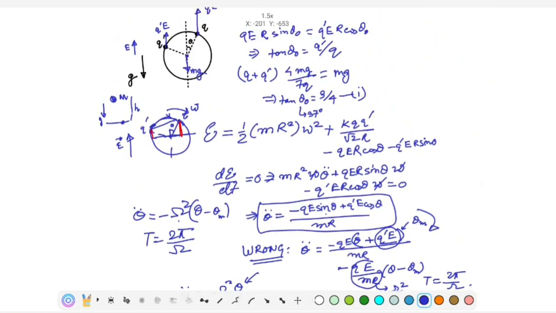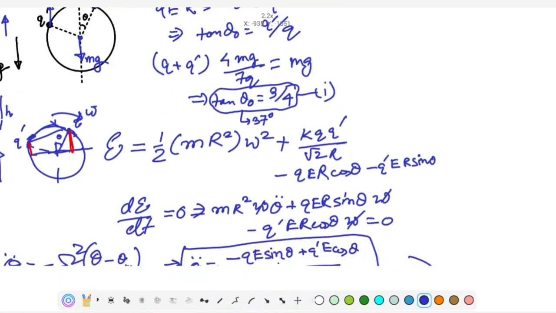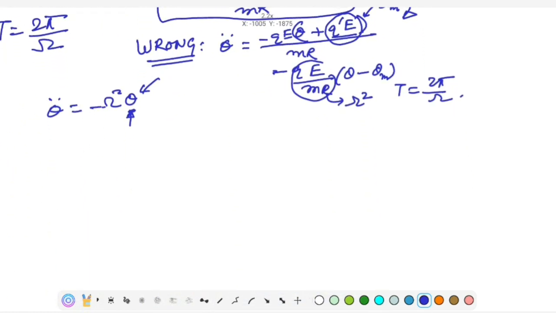Like see, here it is in equilibrium for tan theta equal to 3 by 4. So when tan theta equals 3 by 4, it is in equilibrium, and after that, when we slightly displace it, for that small displacement only, it will perform SHM. It will not perform SHM about theta equal to 0, because it is not in equilibrium about theta equal to 0. It is in equilibrium about theta equal to tan inverse 3 by 4. So the correct way to solve this is to use calculus.